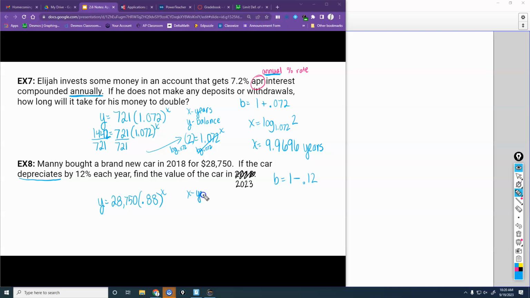So x is years. Years since when? 2018. And y is value. And so we need to put in 5 because 5 years have gone by. So if we do 28,750 times 0.88 to the 5th power, we have 15,172.29. So 5 years, $13,000 that you've lost in value.